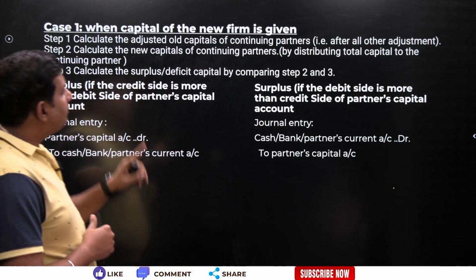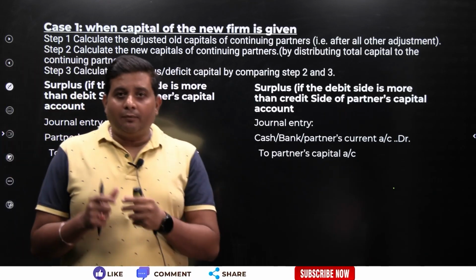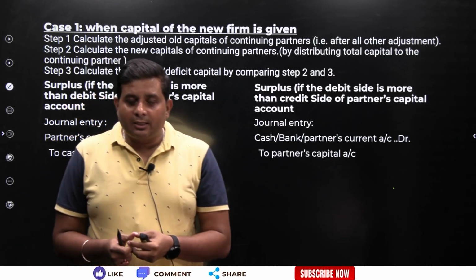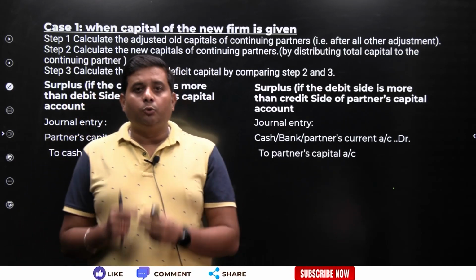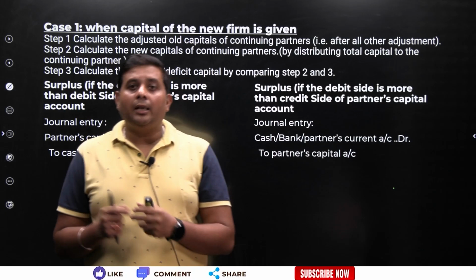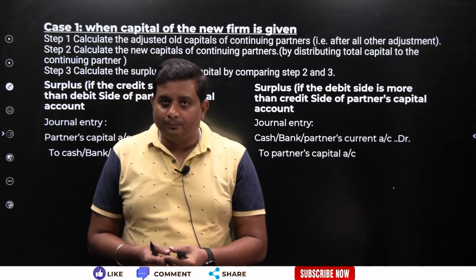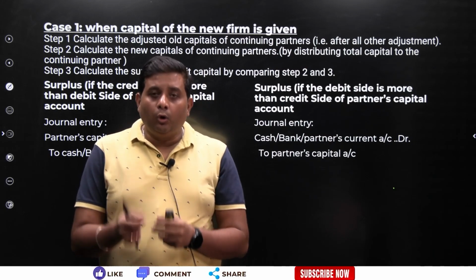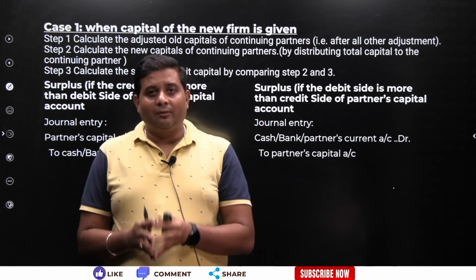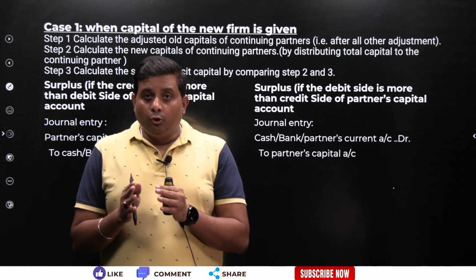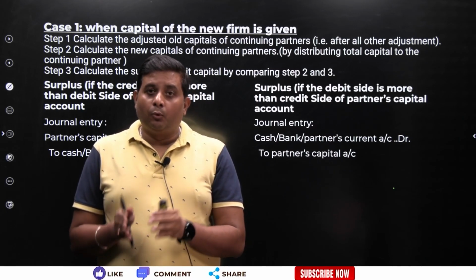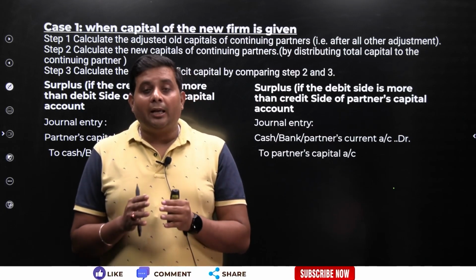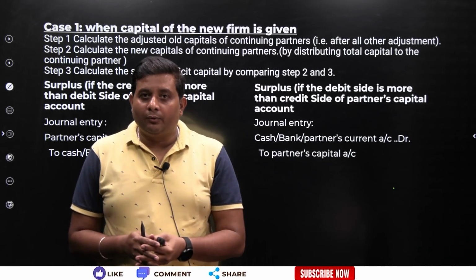Calculate the new capital of the continuing partners. Whatever capital of the firm is given needs to be distributed between the continuing partners in their new profit and loss sharing ratio, right? So the new partners' capital and the old partners' adjusted capital are given to you. So if the new partner's capital account is more than the available, what can we do, and if the reverse situation happens, then what can we do.